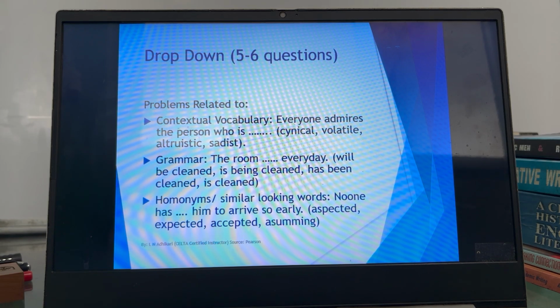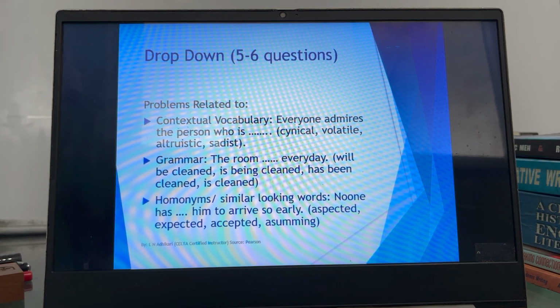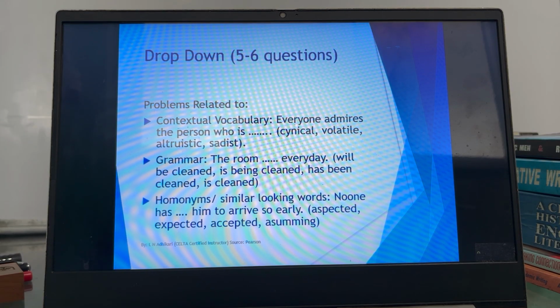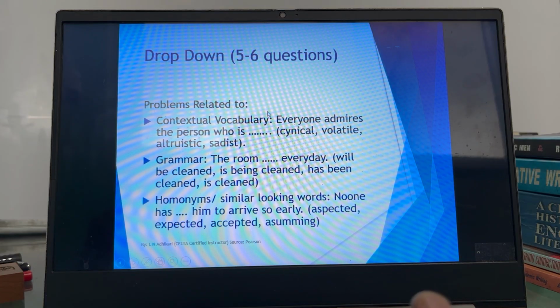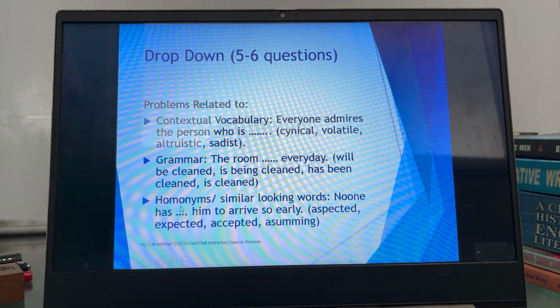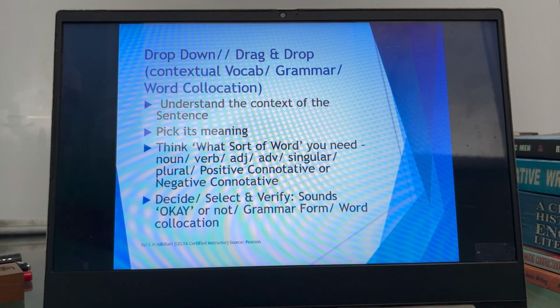So what we know from this slide is that in PTE reading, fill in the blanks, both drag and drop and drop down, you will see problems related to these three things. One, contextual vocabulary knowledge related problems. Second, grammar related problems. And the third one is homonyms. You need to prepare for them. Anyway, final suggestion.